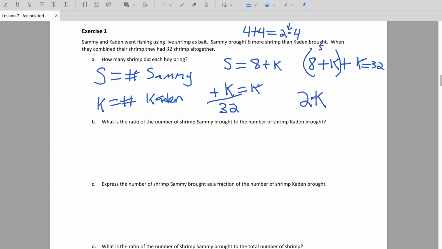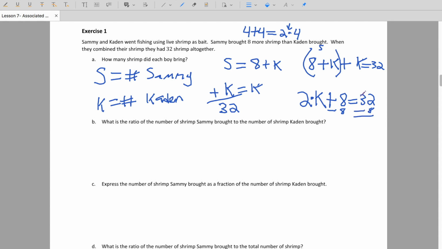So I'll do that dot here. 2 times K. 4 plus 4 is equal to 2K, so K plus K is the same thing as 2K. 2K plus 8 equals 32. Okay, so we need to get this K by itself so we can figure out how much it is equal to. We're going to subtract 8 from this side, subtract 8 from this side.